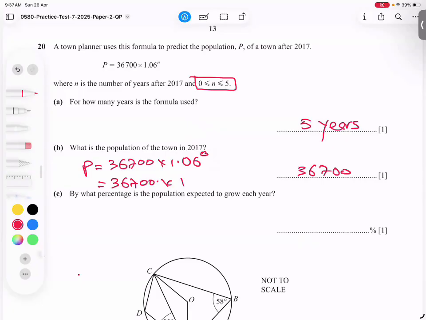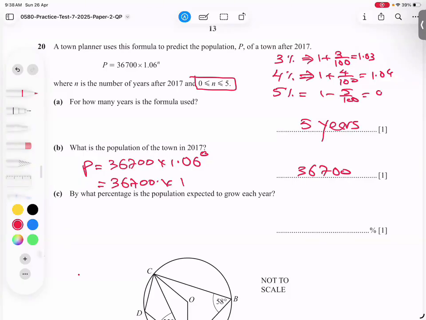By what percentage is the population expected to grow each year? It is a very clear idea. Let's say a 3% increase, students, so we must write 1 plus 3 over 100, and it becomes 1.03. If I say a 4% increase, it means 1 plus 4 over 100, and it becomes 1.04. So basically, this number is called an increase if there is a 1 available here. But sometimes it's called a 5% decrease. Decrease is 1 minus 5 over 100, so we are getting 0.95.